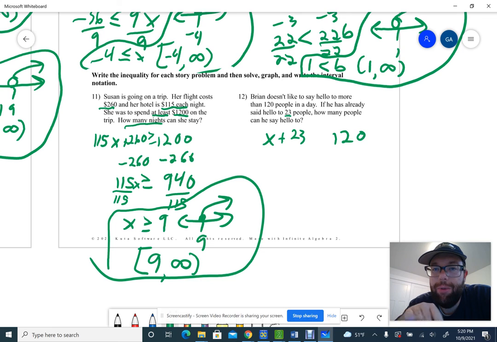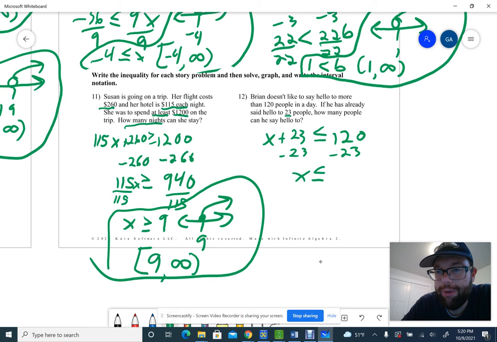Now, can he say hello to more than 120 people? No. Can he say hello to exactly 120 people? Yeah, that's fine. Can he say hello to 119 people? Yeah, that's fine. So 120 has to be greater than or equal to this side, because he can say hello to fewer people, right? You just can't say it to more people. So to solve it, you just minus the 23, right? And x has to be less than or equal to 97.